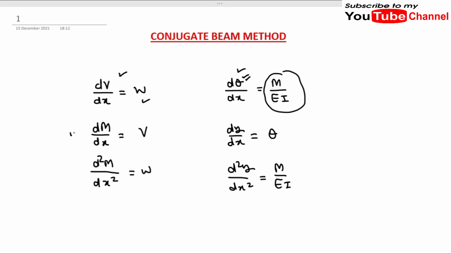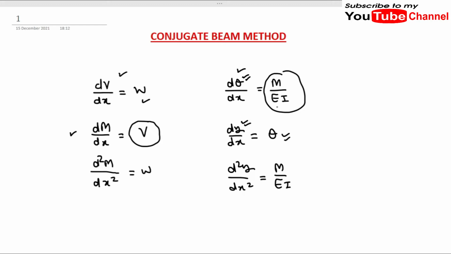Now let us look at the second equation. In the second equation, we have dM/dx is equal to V, which says that the rate of change of bending moment is equal to shear force. Now if you look at this equation, dy/dx is equal to θ. We have V in the one equation and θ in the other, and in place of M we have y. So you can see there is some similarity between these equations.